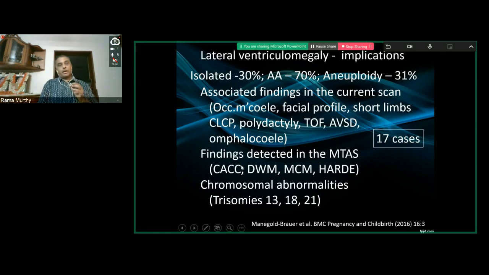You might pick up a complete agenesis of the corpus callosum. And if you wait till 26 weeks, you may even be in a position to pick up cardiac malformations, a malformation of cortical development, or a mega cisterna magna, or an iniencephaly, as I said. So amongst the chromosomal anomalies, of course, we have trisomy 13, 18, and 21, which may be associated with early ventriculomegaly as well.